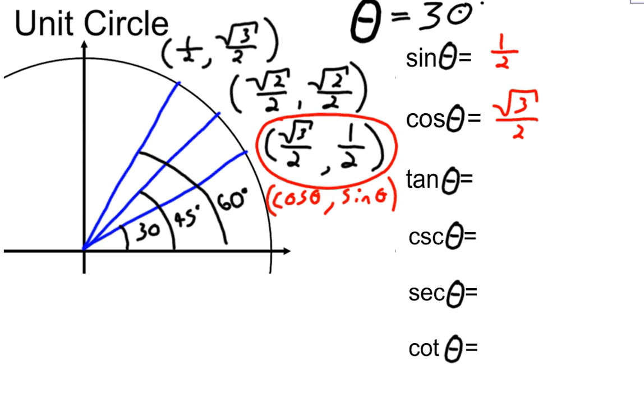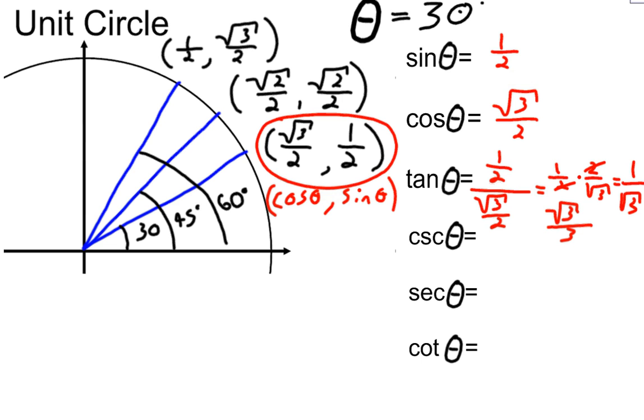And to get my tangent, I just have to do sine over cosine. So I do 1/2 over square root of 3 over 2. When I multiply by the reciprocal, I get 1/2 times 2 over the square root of 3. And then these cancel out, and I get 1 over square root of 3. When I rationalize the denominator, I get square root of 3 over 3.